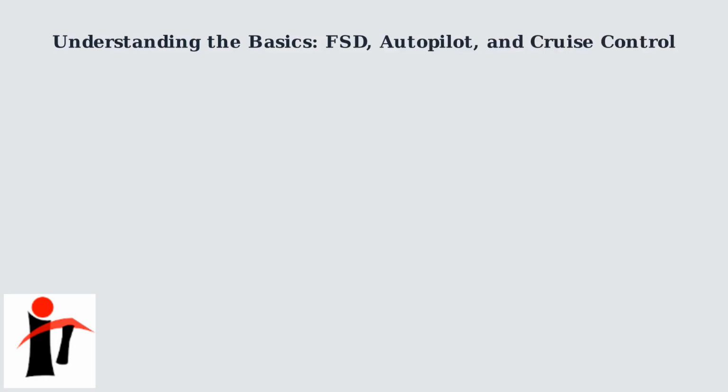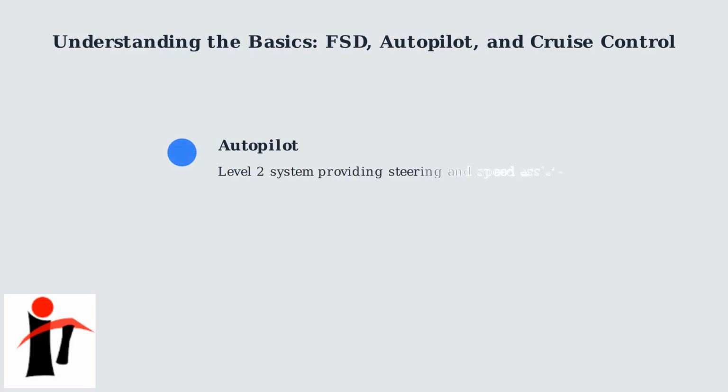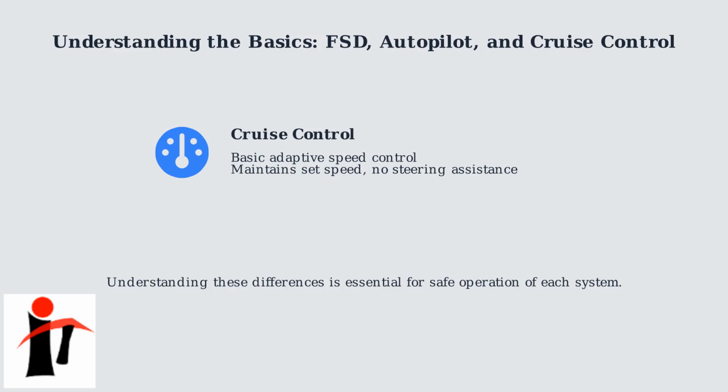Tesla's driving assistance systems offer different levels of automation to help with driving tasks. Full self-driving, or FSD, is designed for Level 4 autonomy, aiming for complete self-driving capabilities without human input in controlled environments. Autopilot is a Level 2 system that provides both steering and speed assistance, helping maintain lane position and following distance. Cruise control offers basic adaptive speed control, maintaining a set speed while adapting to traffic conditions ahead. Each system provides different levels of automation, and drivers must understand these distinctions for safe and effective use.